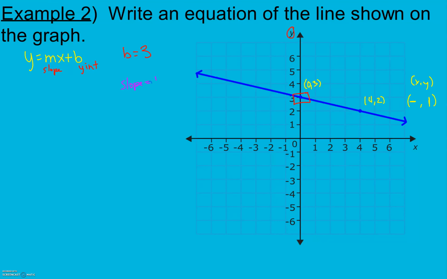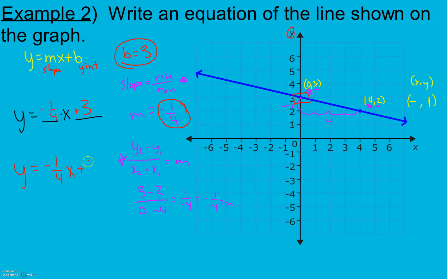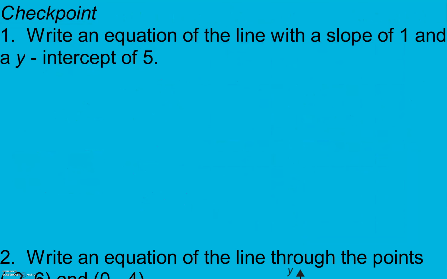So either way, whether we use our equation or count our rise and our run, we still get -1/4. And now we're going to plug those into our framework. Remember, our framework is always y equals slope times x plus our intercept. Slope, we said, was -1/4, and our intercept, we said, was 3. So here we get y equals -1/4 x plus 3, and it's plus 3 because it's a positive 3. Feel free to pause here and give this a try if you'd like.